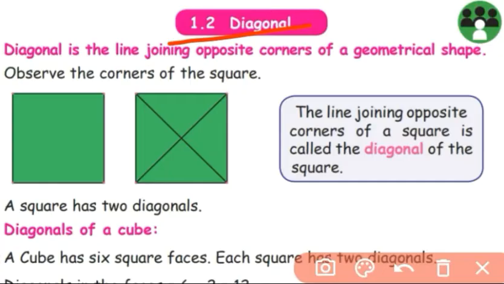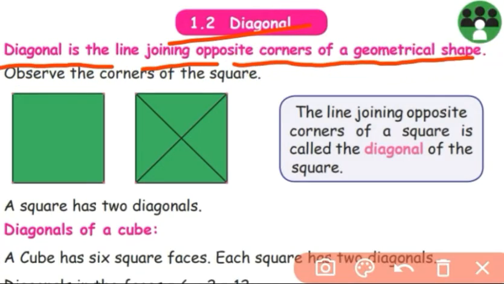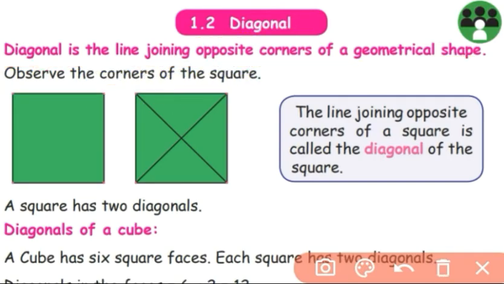Diagonal. Diagonal is the line joining opposite corners of a geometrical shape. Observe the corners of the square. See this square. Square has 4 corners. The line joining opposite corners of a square is called the diagonals of the square. This line is called a diagonal. So the square has 2 diagonals. 1, 2.